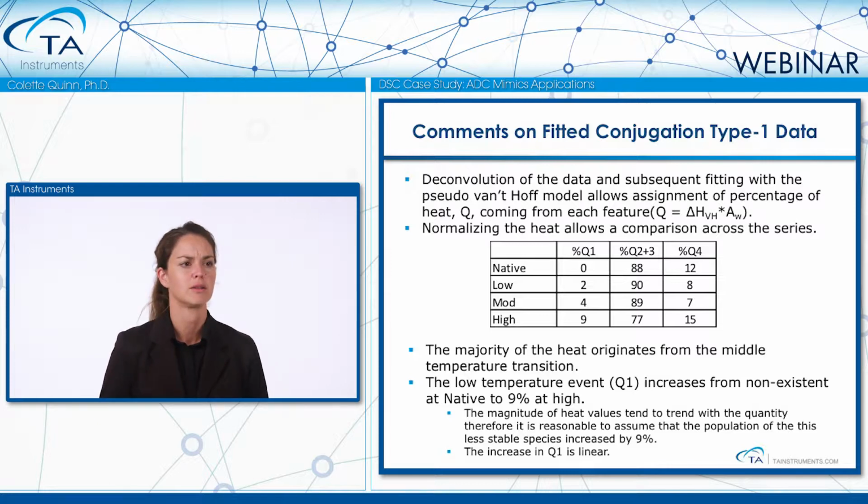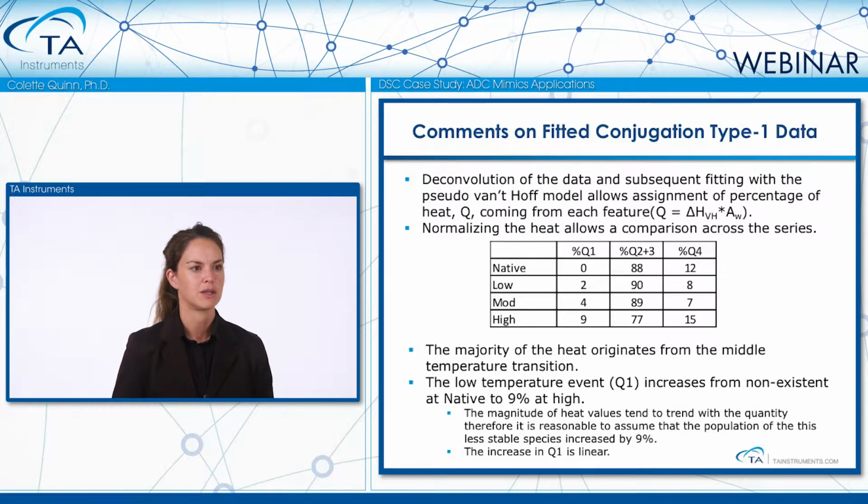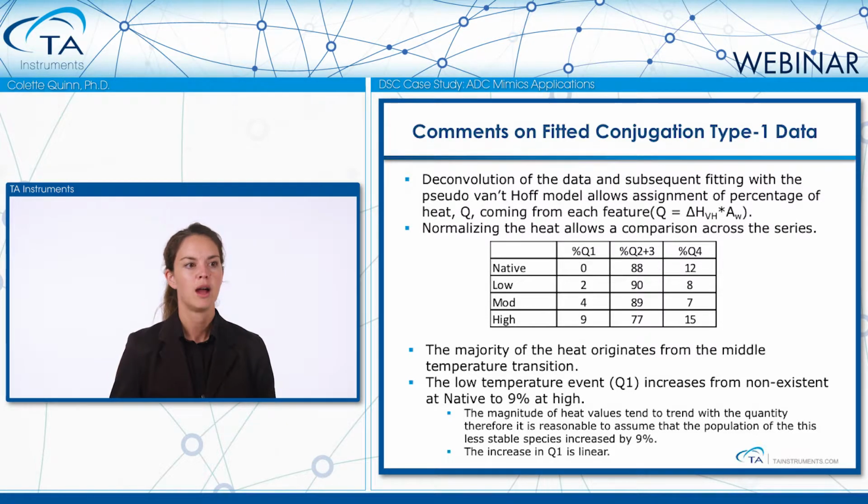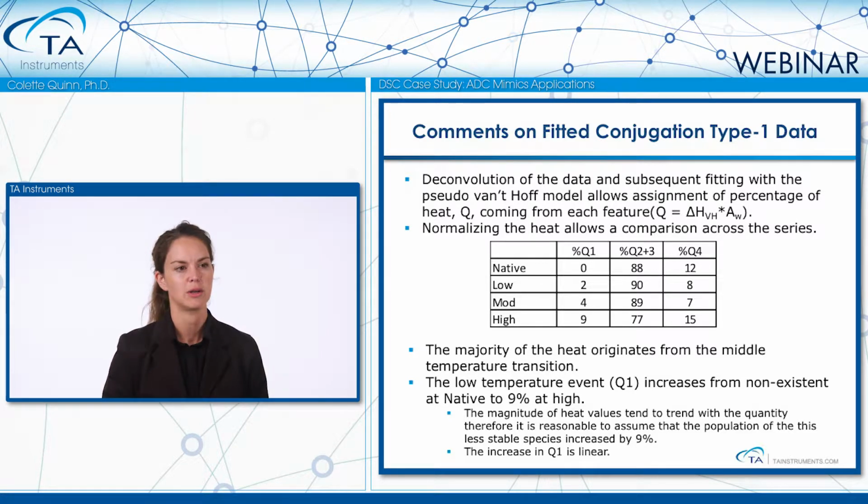But via the Van Hoff model, we actually simplified the analysis and just looked at total heat, which we'll call Q. So we take the delta H Van Hoff times this scaling factor that we have, that we added in order to fit the data. And normalizing the data allows a comparison across the entire series. So we start to think about that first peak that we saw, we'll call that Q1, and then we have Q2 plus Q3, that'd be the CH2 plus the FAB, and then Q4 being the CH3 domain.